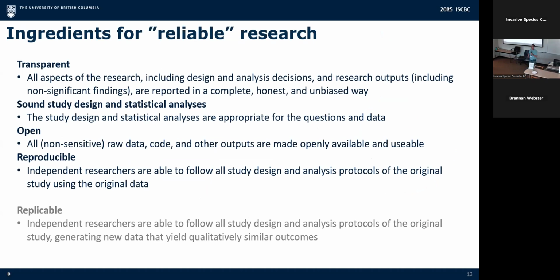So what do we mean by reliable research? Hopefully you can see that text. I'll read it out for you. So first of all, that it's transparent. So that's all aspects of the research, including the design and analysis decisions and the research outputs, including non-significant findings, are reported in a complete, honest, and unbiased way. And then, of course, that the stats and the design of the experiment are themselves sound, and that you have openly provided all the research outputs. So that's non-sensitive data. Of course, there's data that shouldn't be made open. Code and other outputs relevant to the research should all be made open.